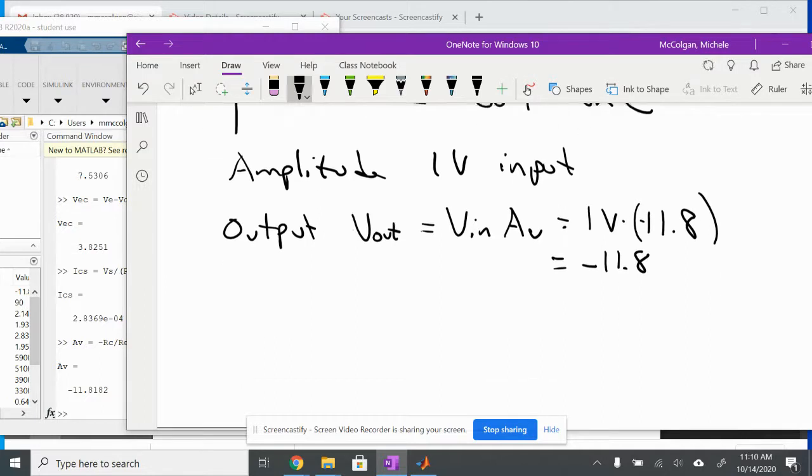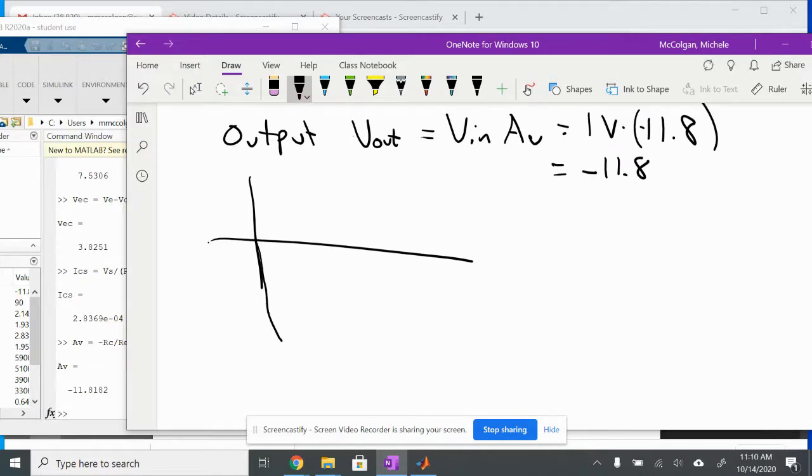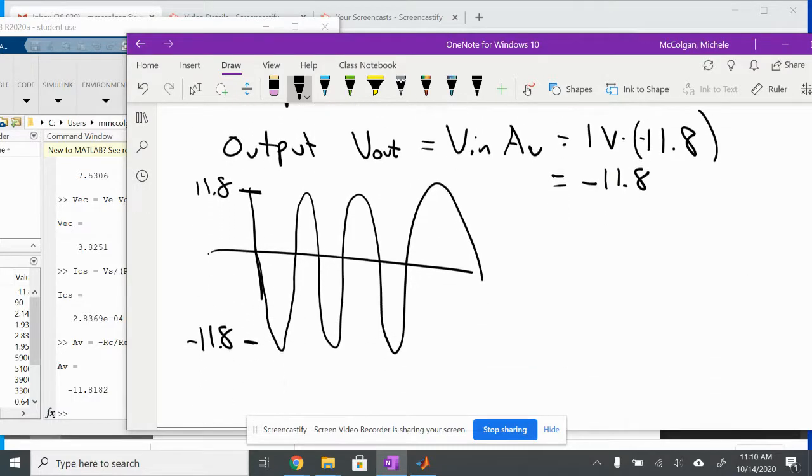So if you think about that, if it was centered around 0, it would be huge, and it would be like this, right? The frequency doesn't change, but the amplitude definitely does. So this would be 11.8 here, and 11.8 here. And that should be our output.